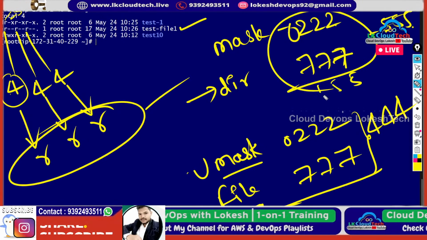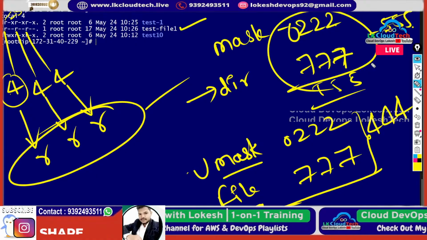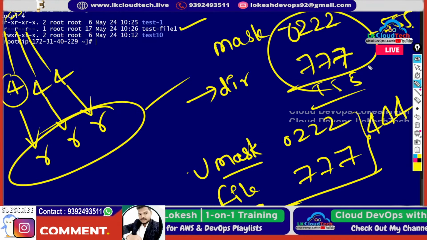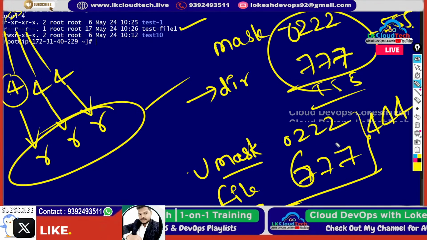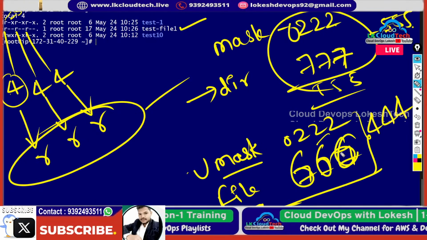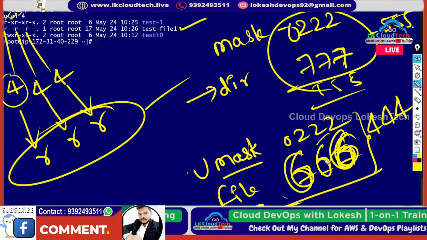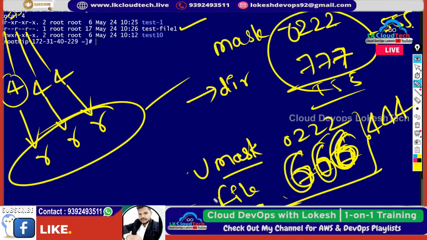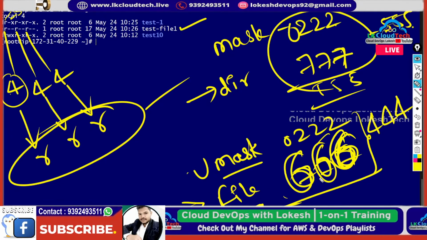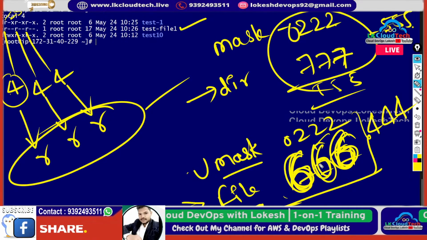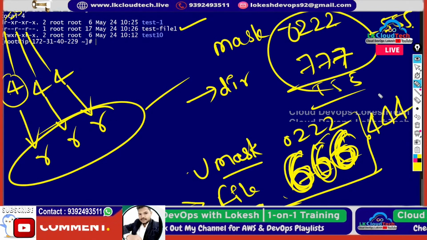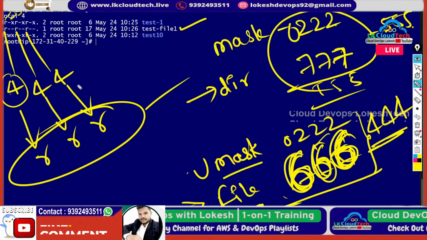5, 5, same 5. For the file, here you put 777, but it is 666 by default, that is what I am saying. Oh, you are saying here. Yeah, good catch. Base permissions are actually 666 for file. So for file, you are right. So we got 444 according to that.